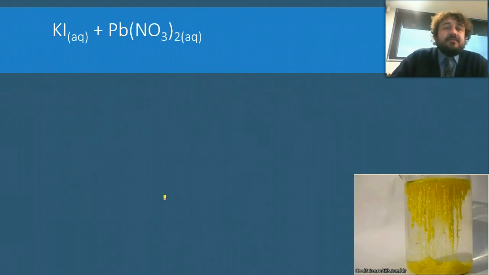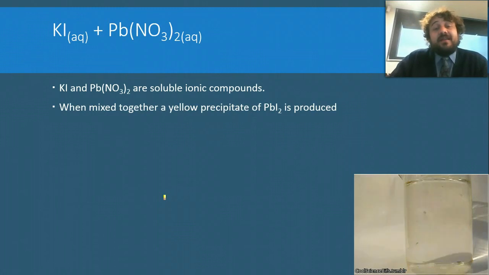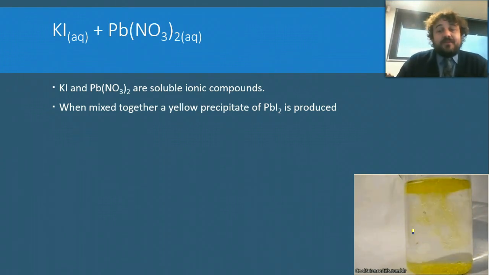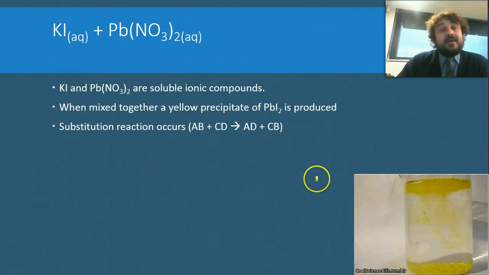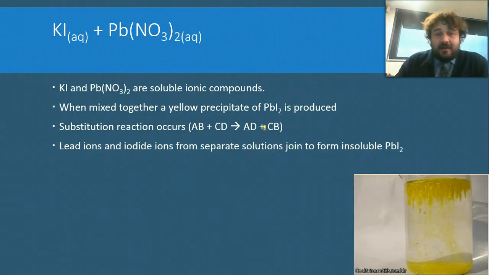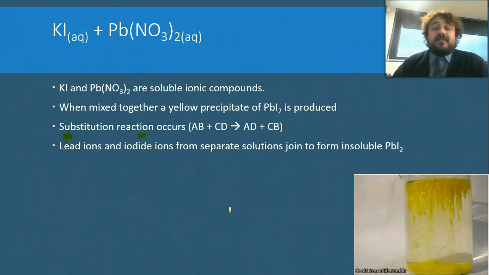Alrighty, so potassium iodide and lead nitrate. They're both soluble ionic compounds. So we mix them together, we get a yellow precipitate of lead iodide, and we see that right here. And it's really dramatic. These two clear solutions, we put them together, and there's the big chunky yellow mess. So a substitution reaction occurs, which is AB plus CD gives you AD plus CB. That's the standard format. So we have lead ions and iodide ions. The lead is the positive and this one is the negative ions.